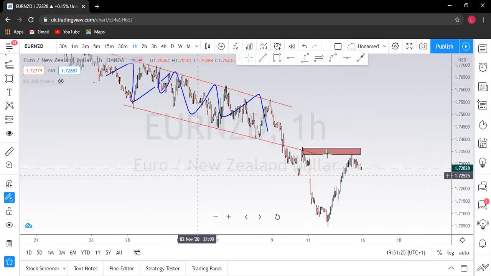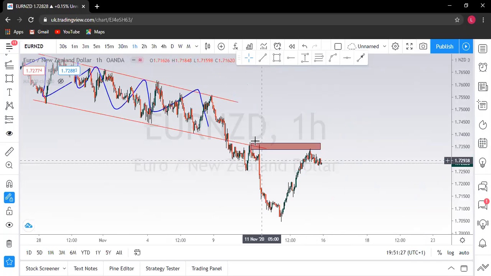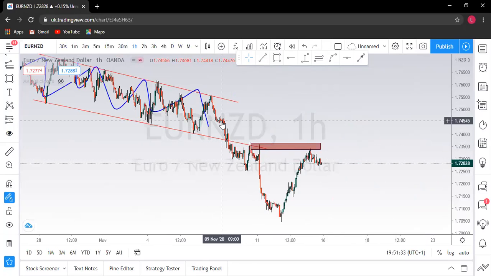Can you see? It came back for a retest. So that is the power of trading trend lines and trend line breakouts.